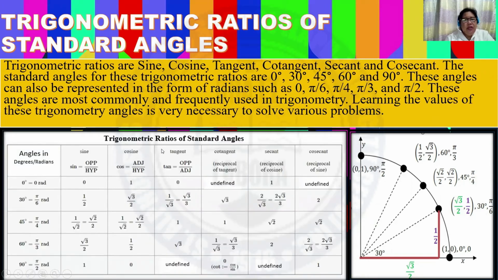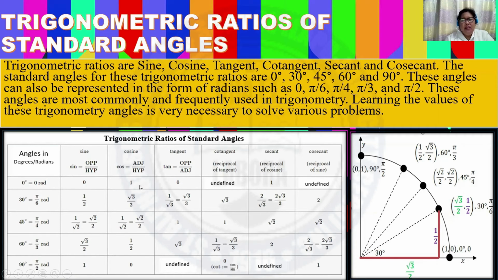So, this is now the trigonometric ratios of standard angles. Angles in degrees or in radians, so namely from 0 degrees to 90 degrees, equivalent to 0 rad until pi over 2 for 90 degrees. For sine, that is opposite side over hypotenuse, it will give us 0 because the value of y is 0. And at 0 degrees, the value of y is 0. That is why the value of the function is 0.